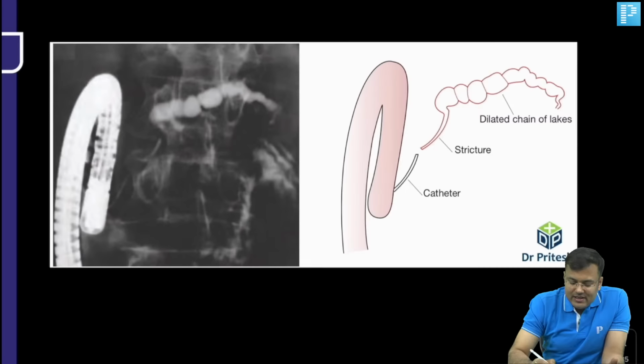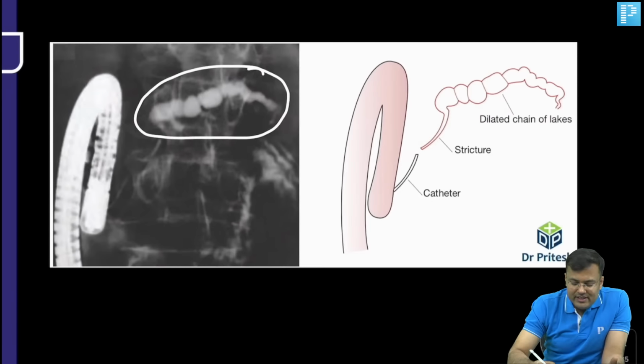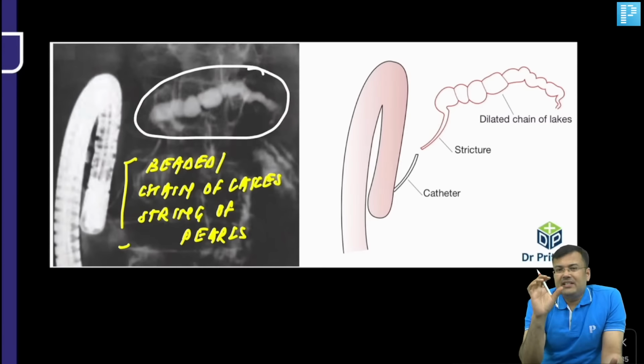Can you tell me, guys, what are the names of these appearances? Everything is written. This is chain of flakes appearance, string of pearls appearance, beaded appearance. So, can you see beaded appearance? This is beaded appearance, right? Chain of flakes appearance, string of pearls appearance. So, what is the problem? You are going to notice the changes in the duct. What are the changes in the duct? Stricture. There is stone.